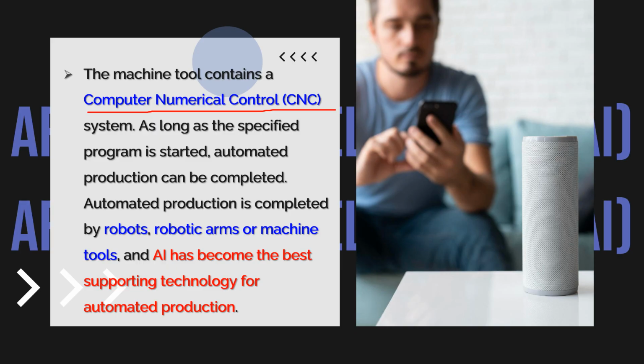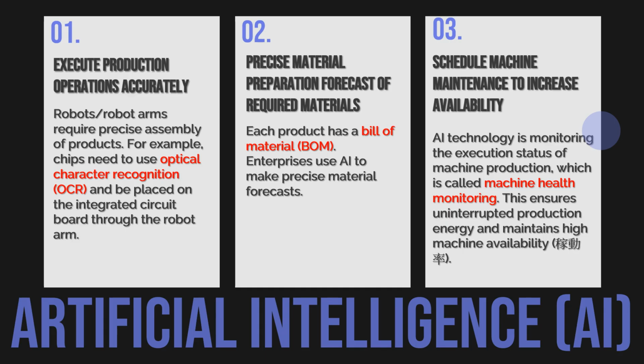Yeah. Automated production is completed by robots, okay? Robotic arms or machine tools. And AI has become the best supporting technology for automated production, okay? So number one, okay, execute production operations accurately, okay? So it's based on the robots or robot arms, okay? They require precise assembling of products.